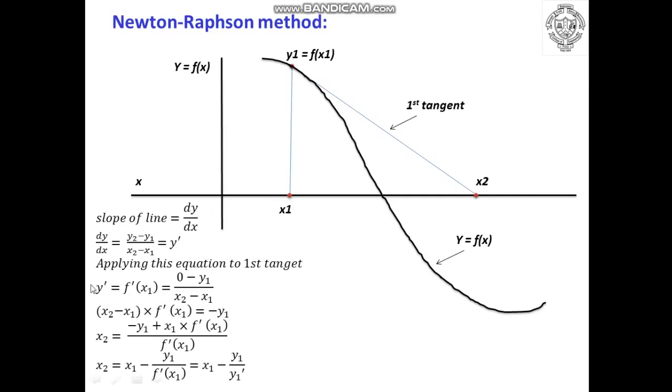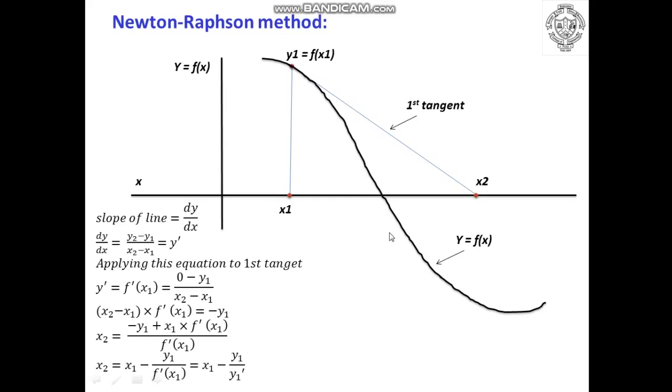So we can write dy by dx is equal to (y2 minus y1) divided by (x2 minus x1), and this will be considered as y dash because we are differentiating y with respect to x. So now we have to find out, in a triangle with x1, y1 and x2, the values of y2, y1, x2 and x1, so that we can substitute them into the equation of slope of line, and then we can find out the value of x2.